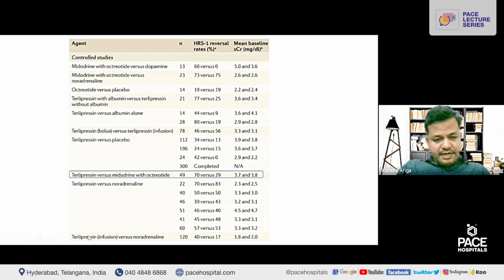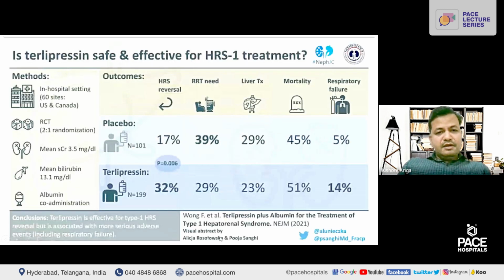And there is one more study where terlipressin infusion was compared with noradrenaline, but the response here was far higher compared to noradrenaline, 40% versus 17%. Coming to discussion about terlipressin, after a recent trial which was published in NEJM in 2021, called the CONFIRM study, which was terlipressin plus albumin for the treatment of hepatorenal syndrome. As we all know, in the United States, only midodrine plus octreotide is used for HRS1 because terlipressin is not approved there, and they also use noradrenaline.